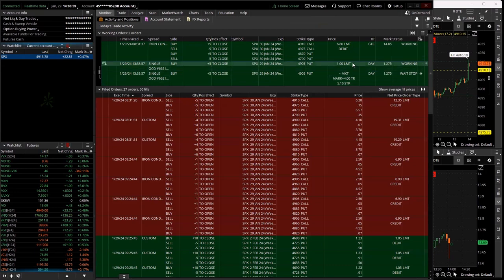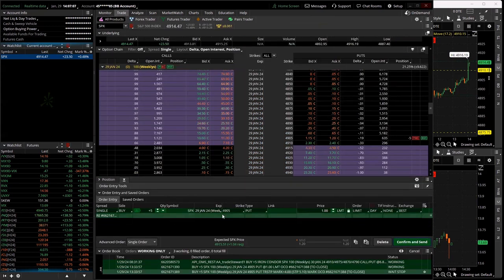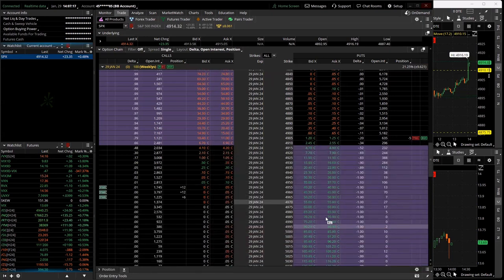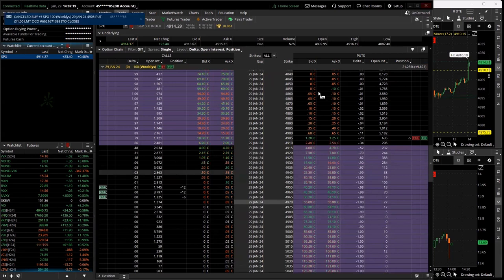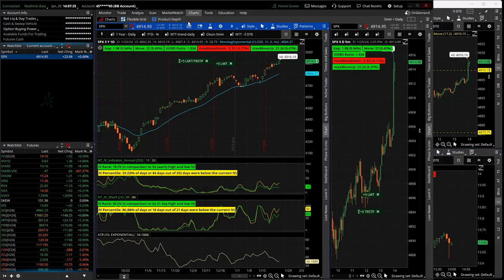I've got an order to close the rest of my puts at a buck. It's already down to $1.25. Try to squeeze a little bit more out of those. This market just wants to love its new all-time highs over and over. Just pushing through, pushing through.